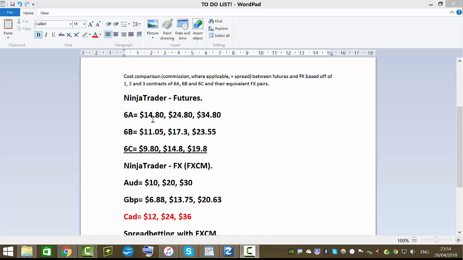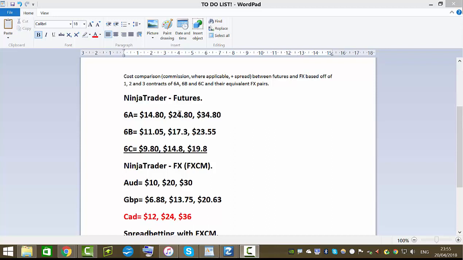The commission in Top Step Trader's live account was $4.80. So I've taken that as a baseline because that's the most expensive commissions that I've been charged in futures trading. So it's better to be on the safe side. So in 6A, the per tick cost of one futures contract of 6A is $10. So $10 plus $4.80 is $14.80.